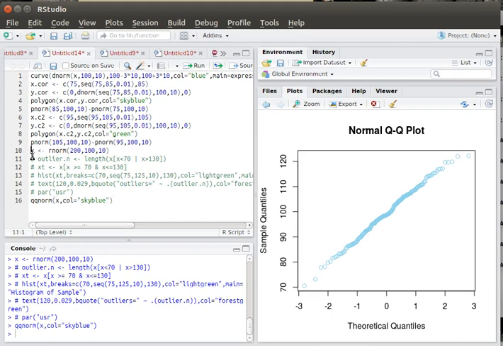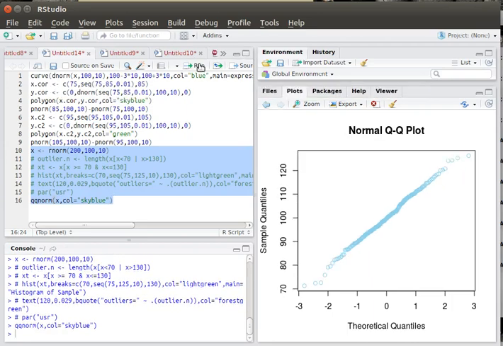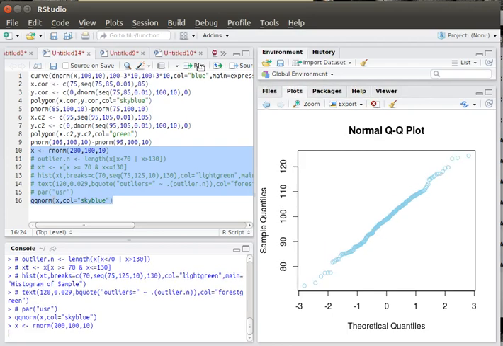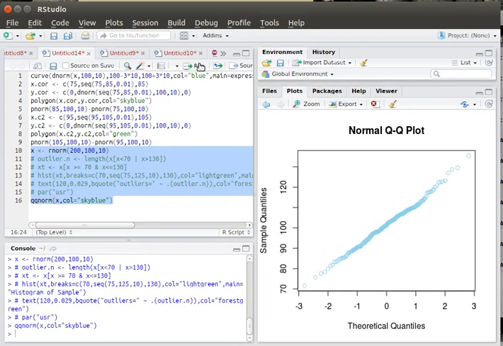Let's run this a few times and see what happens. Each time the line varies because of the sample, but you'll notice that generally it's pretty much in a straight line when we're sampling from a normal distribution.